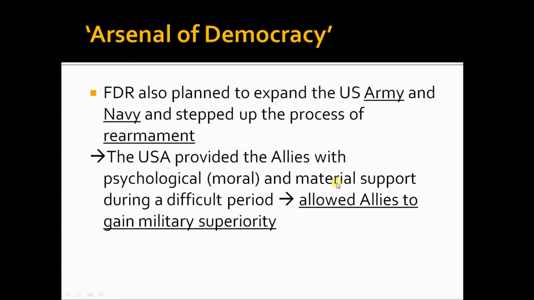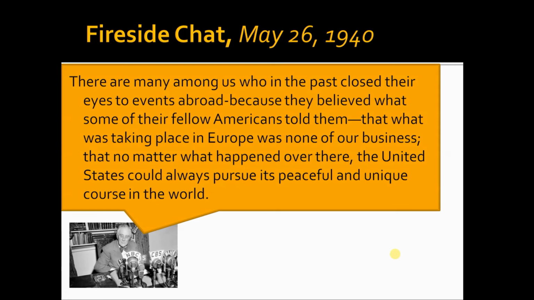Okay, in this manner, not just through Cash and Carry and the Lend-Lease Act, but through being the arsenal of democracy, all of this allowed the Allies to gain military superiority over Nazi Germany. So, how did Roosevelt decide to share with his people his view that perhaps it's time to end isolationism, or at least move towards the end of isolationism?